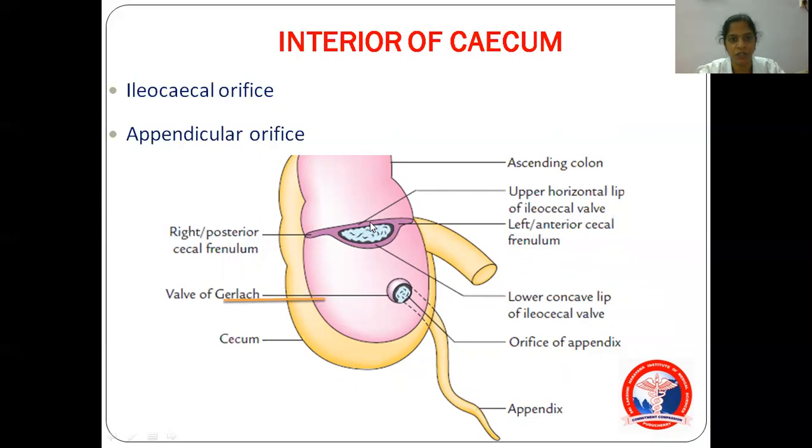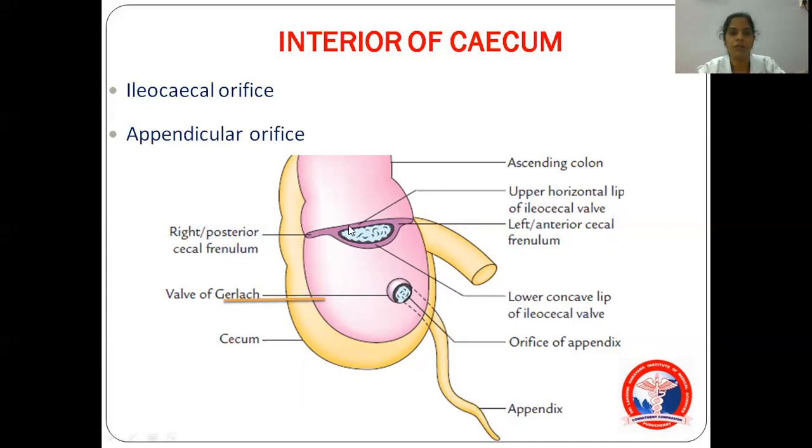We have some special features in this ileocecal orifice. It is transversely placed, and since it is an opening, there will be formation of a fold. The upper fold is also called the upper horizontal lip. The lower fold is also called the lower concave lip. So the upper fold will be horizontally placed and the lower fold will be concave. When you see this upper and lower fold, they join laterally. That extension is called the frenulum.